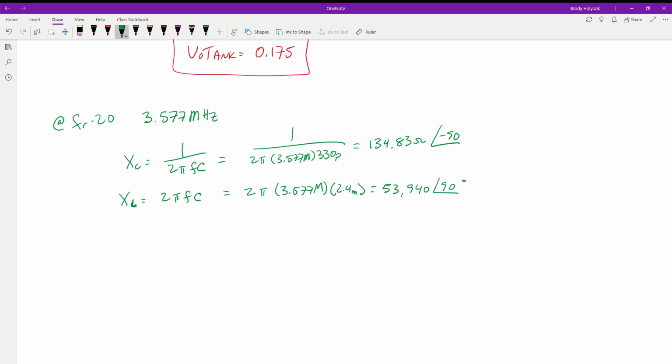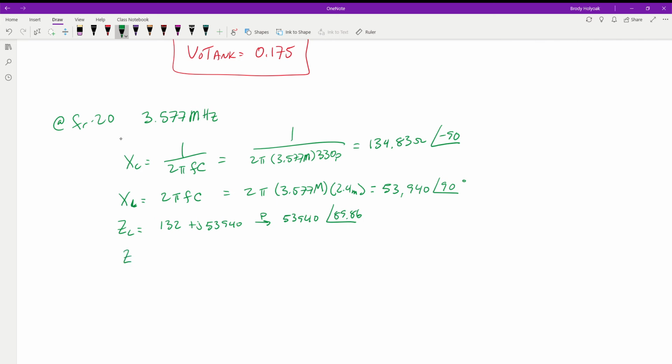Now, because this inductor does have some winding resistance, we need to solve for the impedance of the inductor. So we have 132 plus J 53,940. Convert that into polar because we're going to be dividing and multiplying that value. So that is 53,940 at 89.86 degrees.